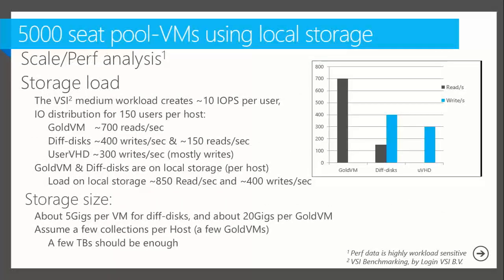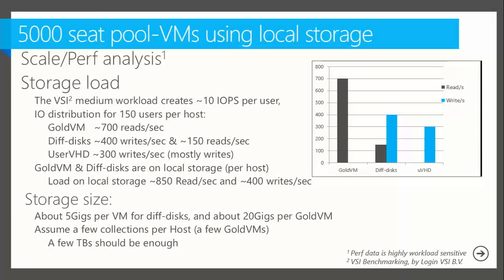In terms of storage, about 10 IOPS per user is the workload, the VSI workload, which we also think is the typical workload for a knowledge worker. The I/O distribution for 150 users is mostly reads. The pool VMs are primarily read-based, and gold VMs get about 70 I/Os per second. The diff disk gets about 400 writes and about 150 reads per second. And the user VHD gets about 300 writes per second. Mostly it's a write-heavy type operation.